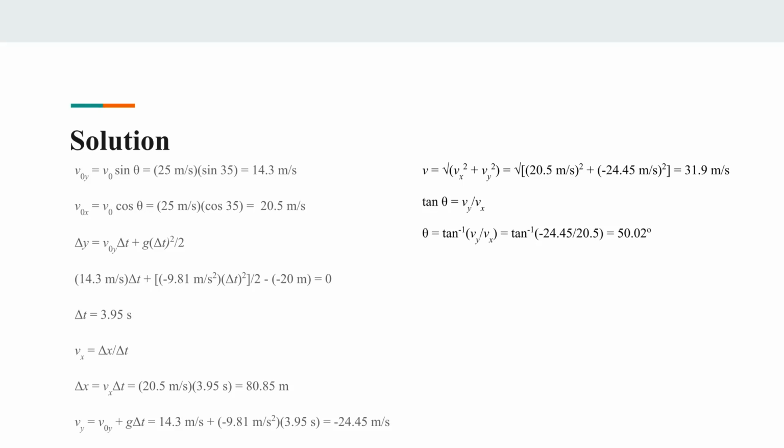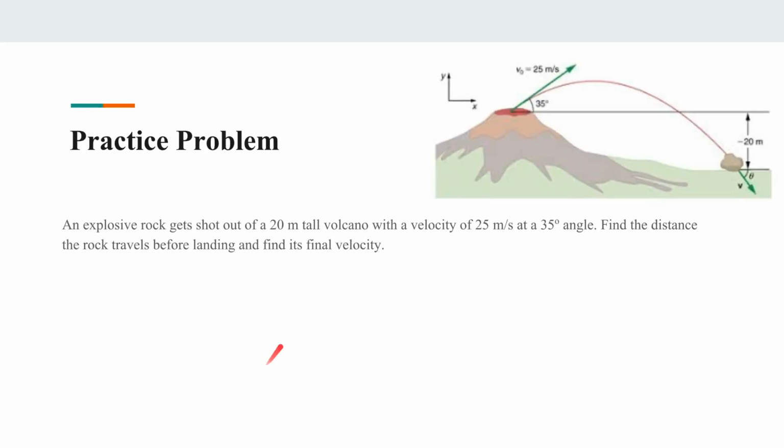All right, so we have Vx equals delta x over delta t, and I solve for delta x, which is Vx delta t, so V naught x delta t. So we're going to use this value right here and sub it in right here. That's 20.5 times 3.95. That equals 80.85 meters. Okay, so that's how far away from the volcano this explosive rock is going to land.